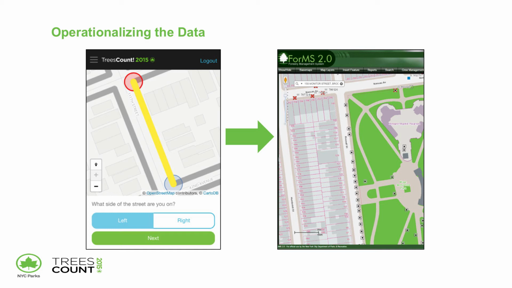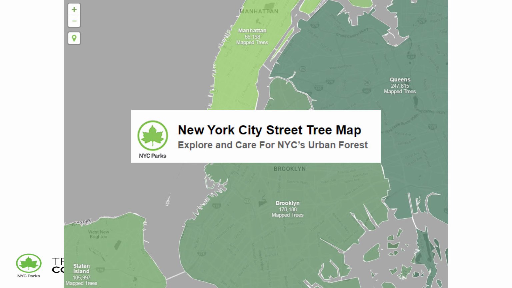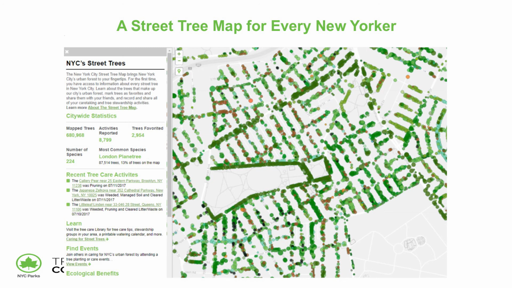After QAing every survey, we operationalized the data. We brought it into the system our forestry staff use every day. And so we're keeping this now crowdsourced map of our street trees up to date through our regular tree planting and maintenance operations. But we didn't stop there. We exposed that data, this continuously updated map, in an interactive tool for the general public.